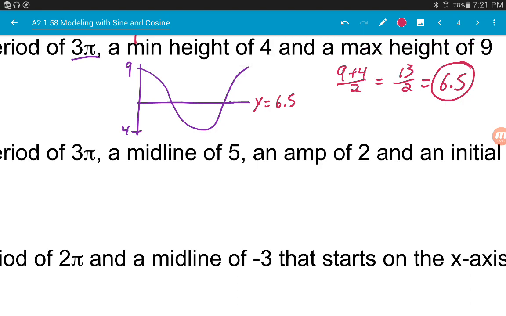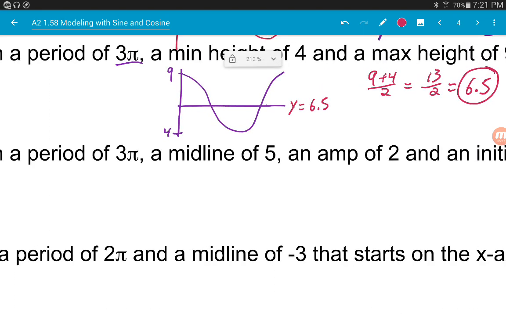You shouldn't be afraid of decimals anymore by Algebra 2. What I now need is the amplitude. What's this distance in here? Well, I can subtract. So let's say, what's the distance between this and this? 6.5 minus 4 is 2.5. So that's my amplitude.